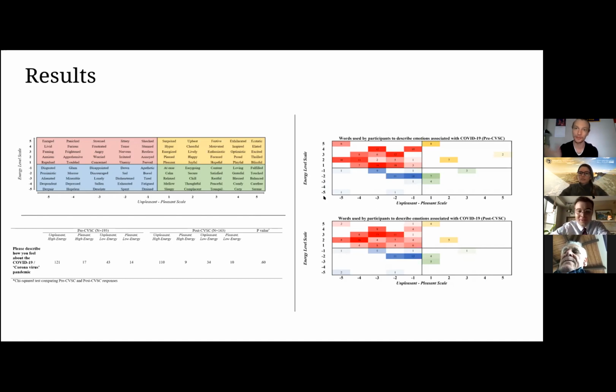There's no significant shift, and we did a chi-squared test for the tally, just to put some stats in it. But yeah.